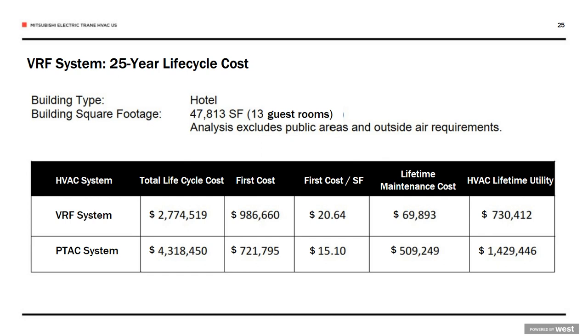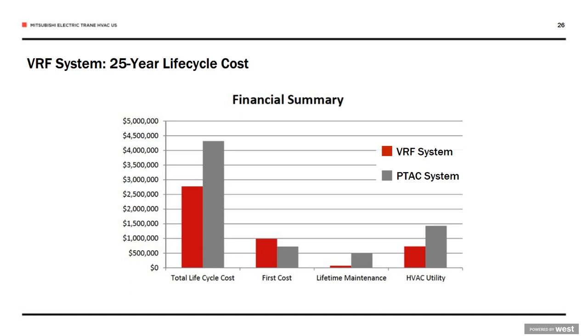Maintenance-wise, there's a big discrepancy, and also utility costs. Let's take a look at it graphically. It can clarify the things a little bit. So we've got total life cycle cost. Red is the VRF system. Gray is the PTAC system.